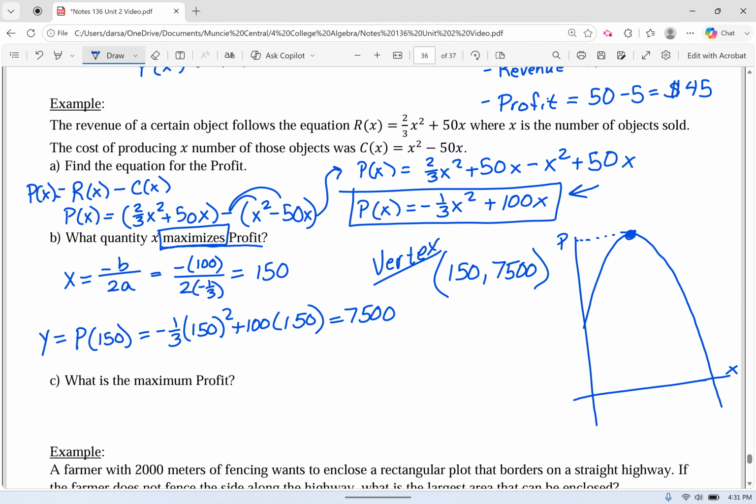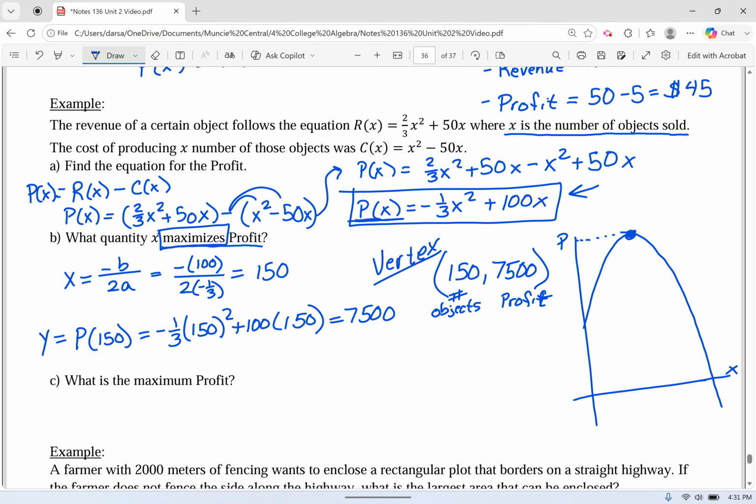Now, the second thing we're going to do is recognize that this is a word problem. Word problems don't live in the world X, Y. Word problems live in the real world, and the X and the Y variable are actually something different and they mean something. So in this case, what is X? X is the number of objects sold. So the vertex X is the number of objects that we are selling. The y value here, we're not using y. This is P, which stands for profit.